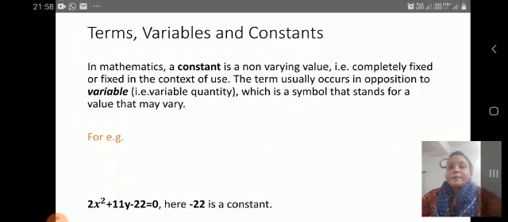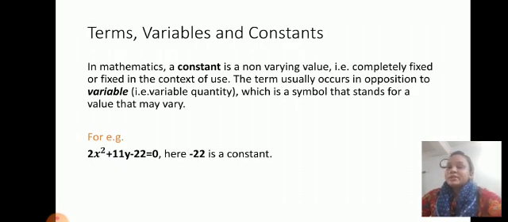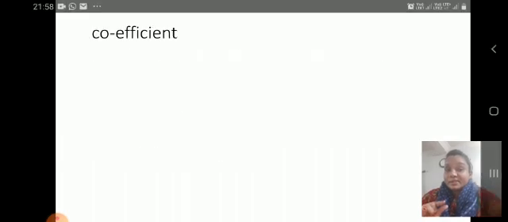Just for example, 2x square plus 11y minus 22 is equal to 0. Here minus 22 is a constant, because there is no variable multiplied with minus 22. It is a number in a single form, that is, in the form of a constant.